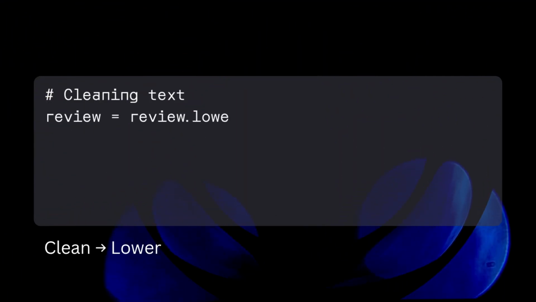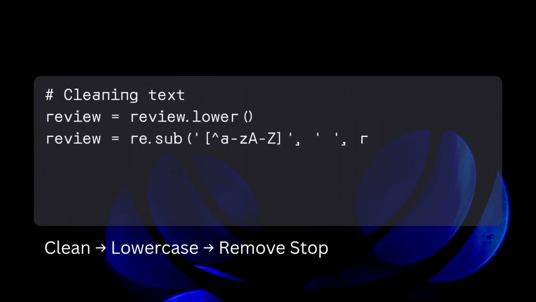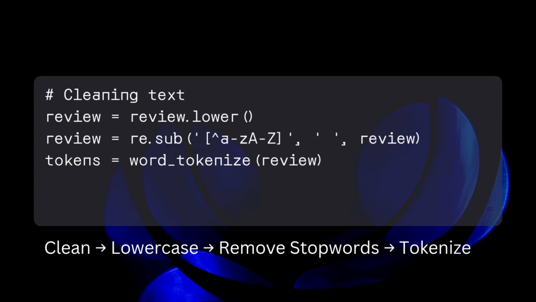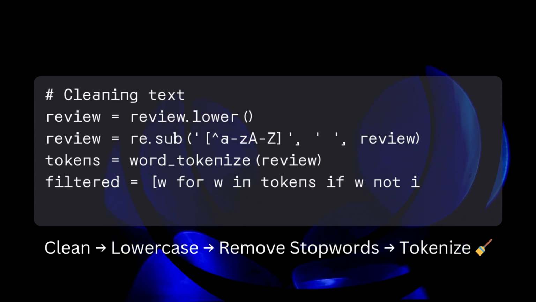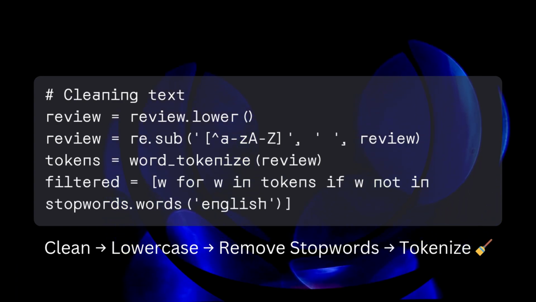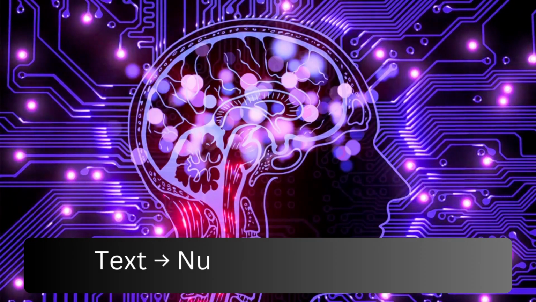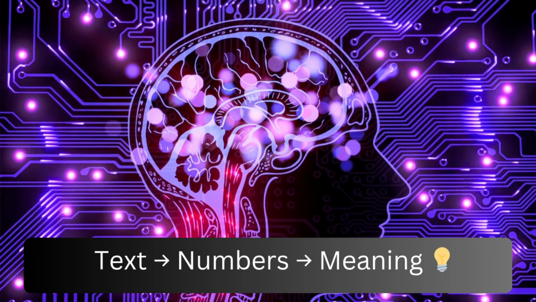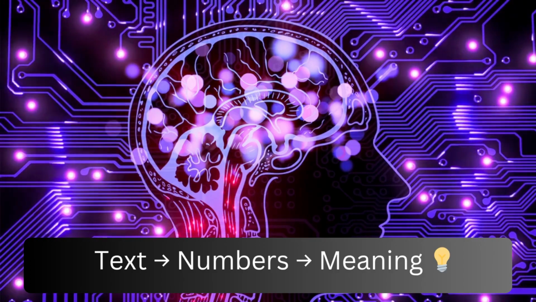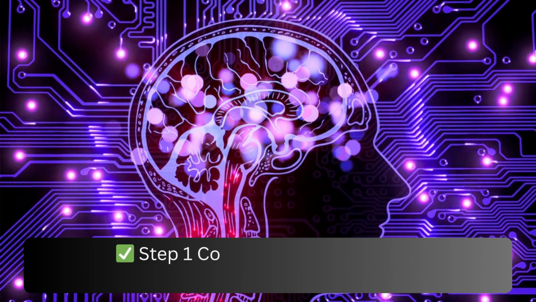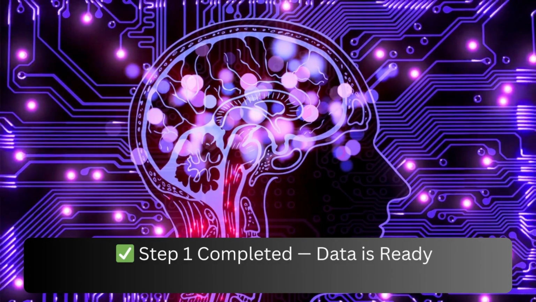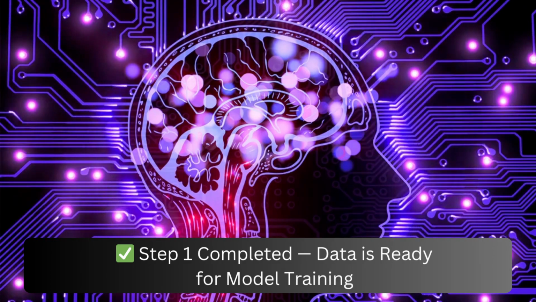Next, we clean the text: remove punctuation, convert to lowercase, remove stop words like the, is, a, and tokenize, breaking sentences into words. Once the text is clean, we can't feed words directly into a model. So we convert them into numbers, using word embeddings like word2vec, GloVe, or TensorFlow's built-in embedding layer. These embeddings help the model understand that words like good and great have similar meanings.